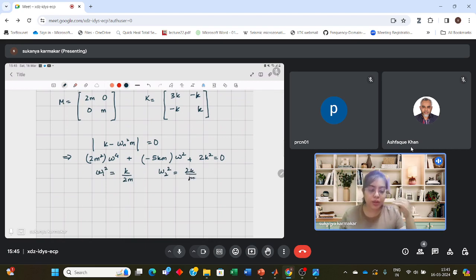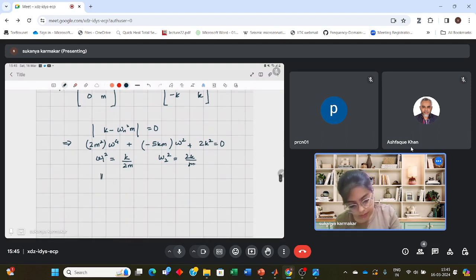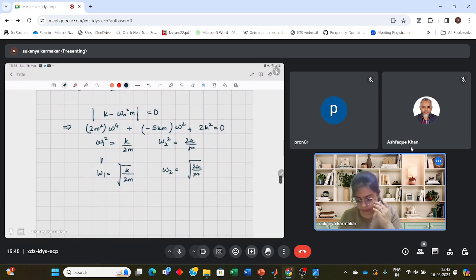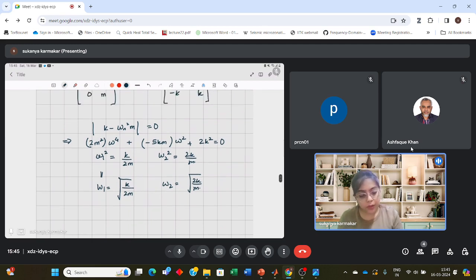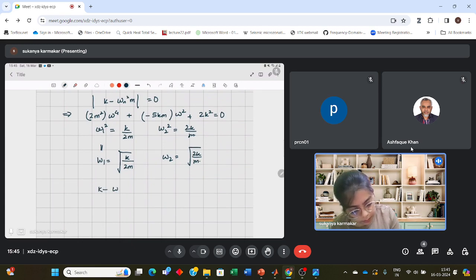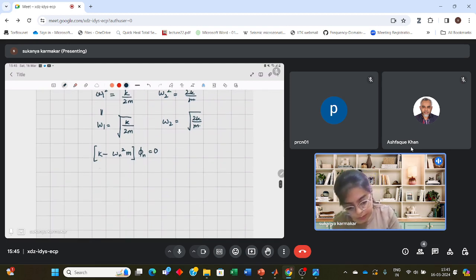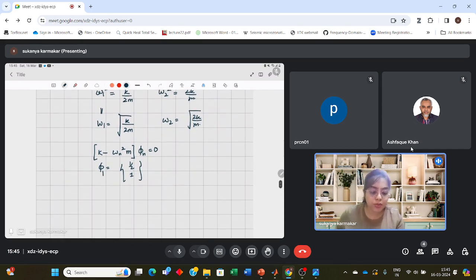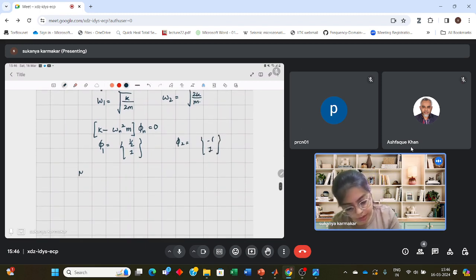Now, once I get into the real concept, I'll stop skipping the steps. So from here, omega 1 is k by 2m and omega 2 is 2k by m. Then how do we find the modes? It is k minus omega n square m, multiplied by phi n, is equal to 0. Substitute omega 1, get phi 1. You will get phi 1 to be half and 1. Then again use omega 2 in this equation, and you will get phi 2 to be minus 1 and 1.